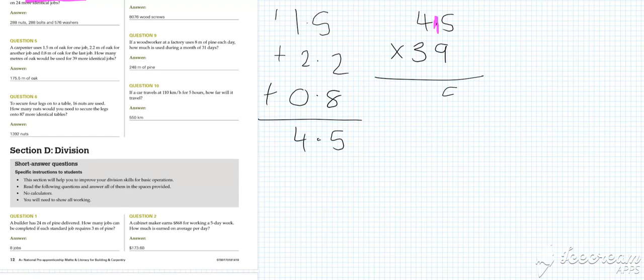So 5 times 9 is 45. 4 times 9 is 36, plus 4 is 40. Put our place value. 3 times 5 is 15. 3 times 4 is 12, plus 1 is 13.